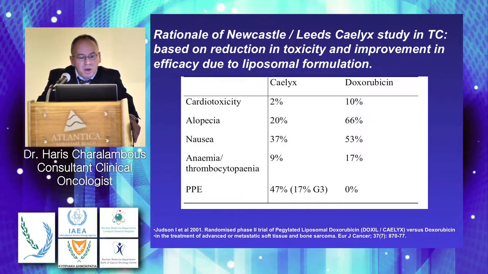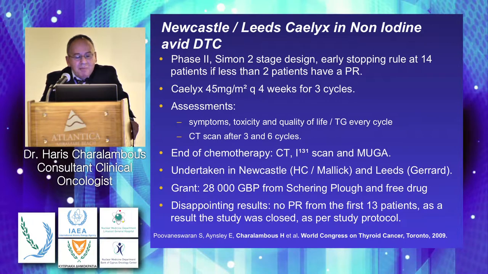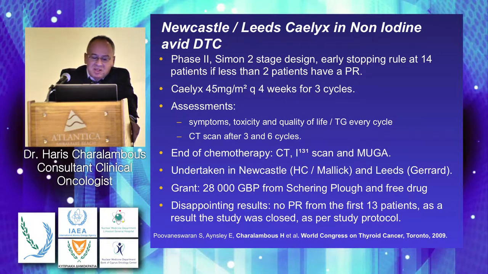And I'm just going to show you an example of the study that we did with liposomal doxorubicin in Newcastle, where we were thinking that if we have an effective agent, let's assume it's an effective doxorubicin, can we give it in a better formulation with less toxicity? And in fact, we failed in that. We had a phase two Simon two-stage design study, with a specification in the protocol that we're looking for two responses in the first 14 patients, and unfortunately we did not see a single response by the first 13 patients. And as a result, the study was closed.